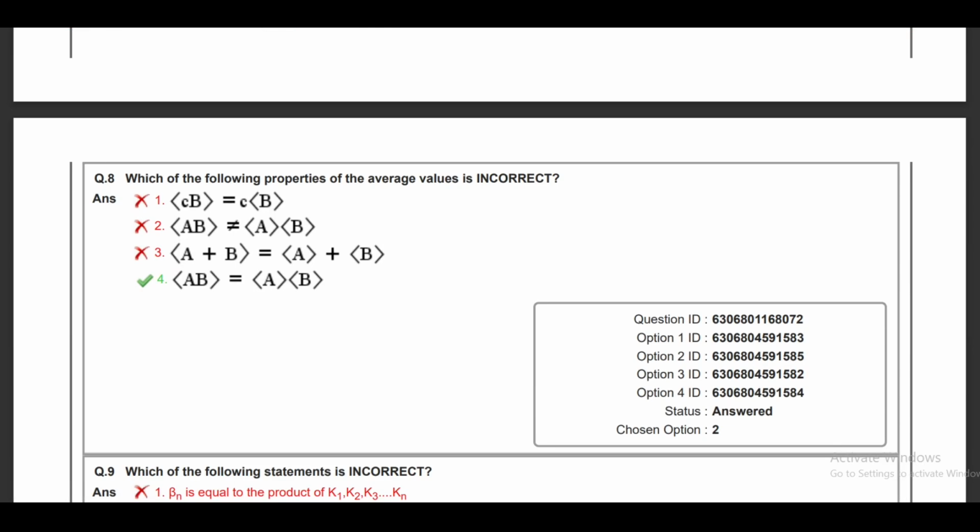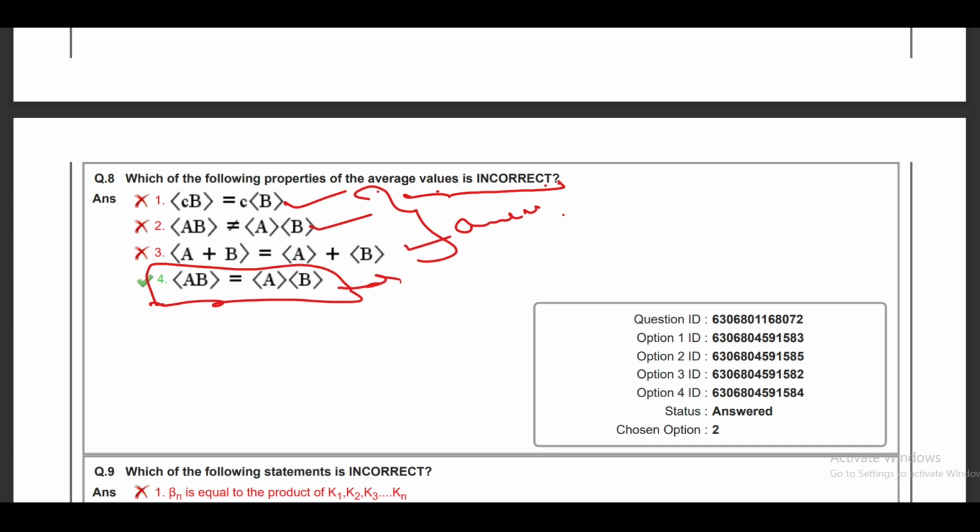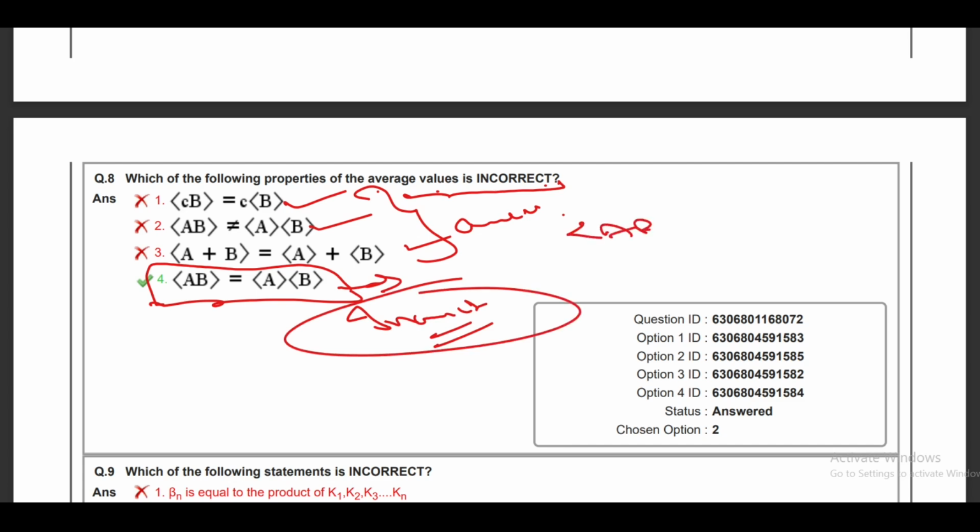In the next question, which of the following properties of the average value is incorrect? Okay, and in this case, this is correct. You can also write these average values as this, so these are correct. And the fourth option, you can't write it like this because this is an incorrect way. Actually, this should be there.